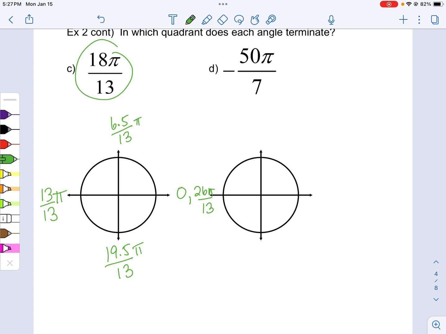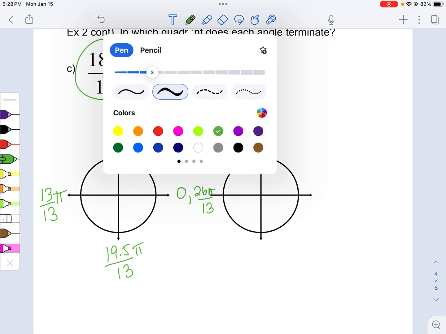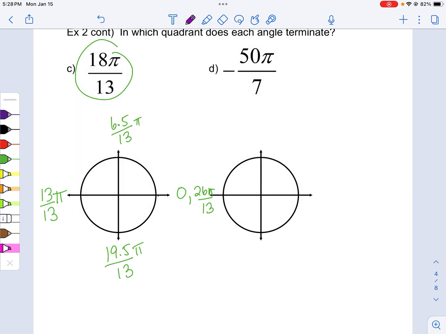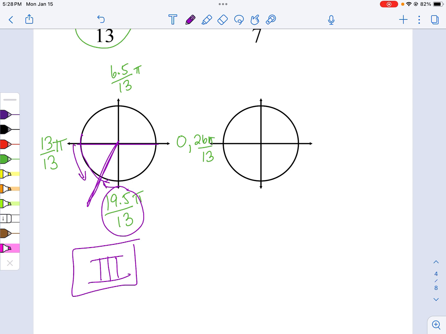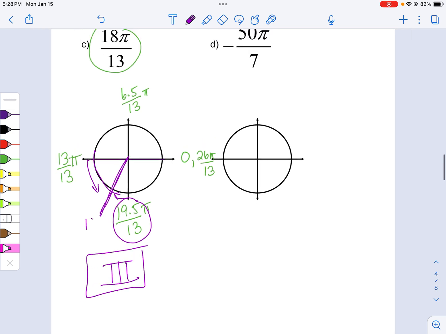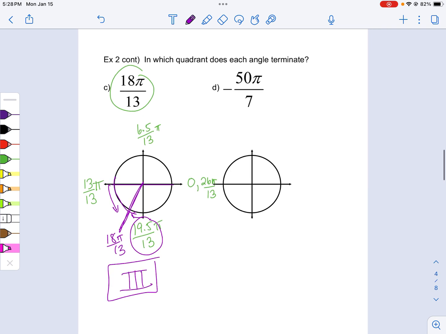So I've got to figure out where 18/13 is. So I start at 0 and I rotate. I have to go past 6.5. I have to go past 13. But since this one over here is 19.5, I know I've got to stop short of that. So in that case, this angle is in quadrant 3. It's more than 13, but it's smaller than 19.5. So 18 pi over 13 has to terminate in quadrant 3.